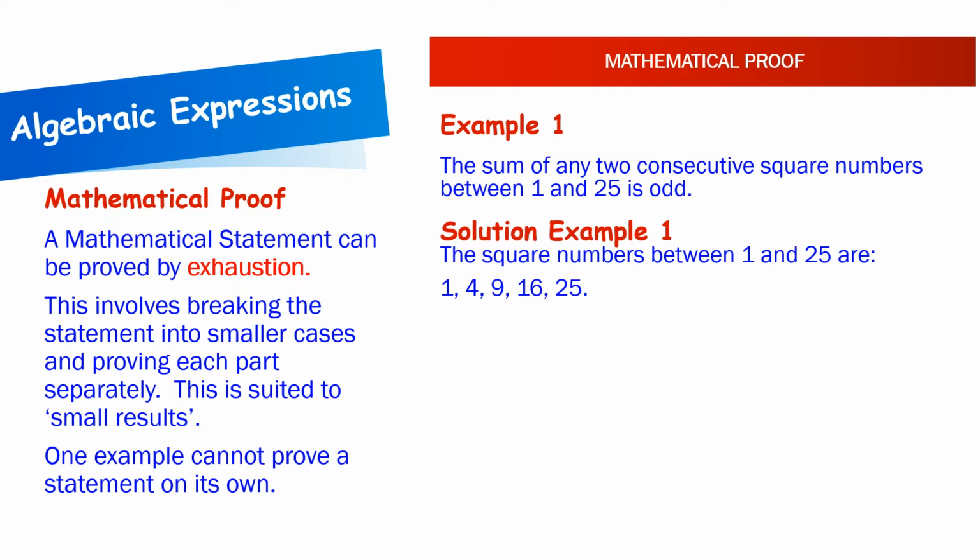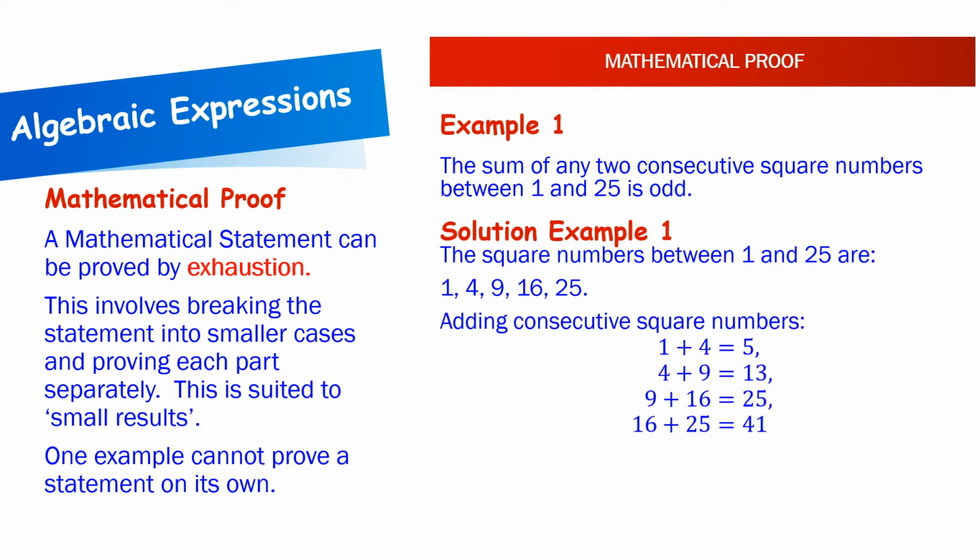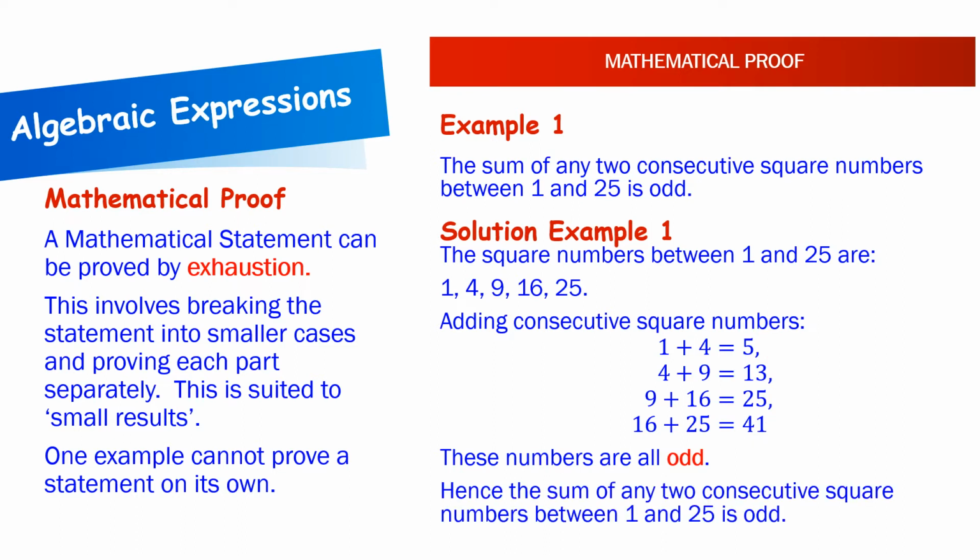Clearly, this is a finite number of numbers. So let's add consecutive numbers. 1 add 4 is 5. 4 add 9 is 13. 9 add 16 is 25. And 16 add 25 is 41. Notice that all these numbers are odd. Therefore, the sum of any two consecutive square numbers between 1 and 25 is odd.